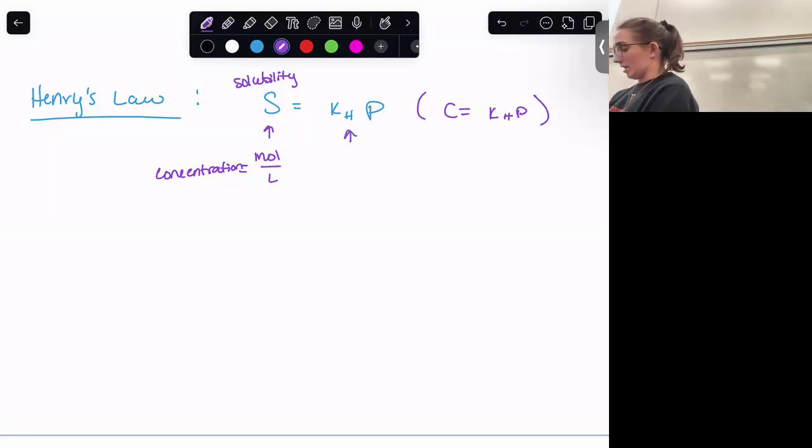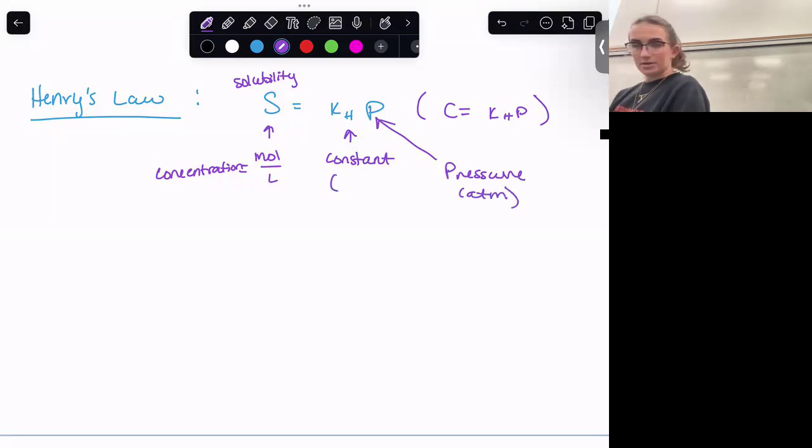Your KH is a constant. If you need it, you'll either be given it, or you can solve for it if you're given the concentration and the pressure of something else. And then P, we said, was pressure, and this is going to be in ATM. And then the constant is usually in molarity divided by ATM.